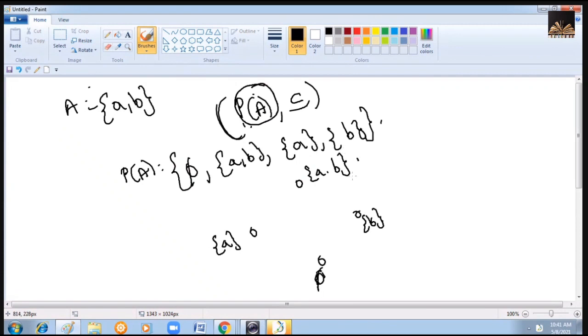Now, the Hasse diagram will be like this. Is the empty set a subset of A? Yes. So the empty set is a subset of the set A. Similarly, the empty set is also a subset of B, so you can have an edge from the empty set to B. Similarly, A is also a subset of AB, and B is also a subset of AB. Clear? Therefore, this is the corresponding Hasse diagram.